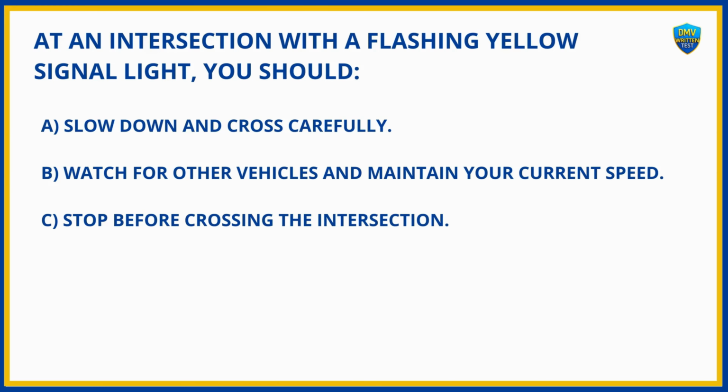At an intersection with a flashing yellow signal light, you should A. Slow down and cross carefully. B. Watch for other vehicles and maintain your current speed. C. Stop before crossing the intersection. And the answer is A. Slow down and cross carefully.